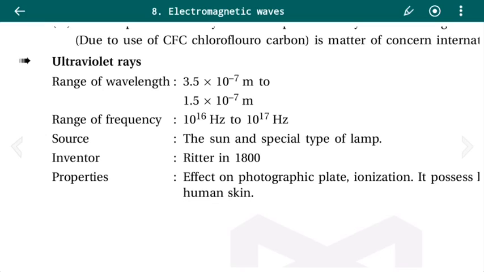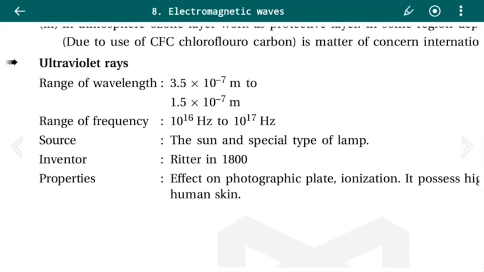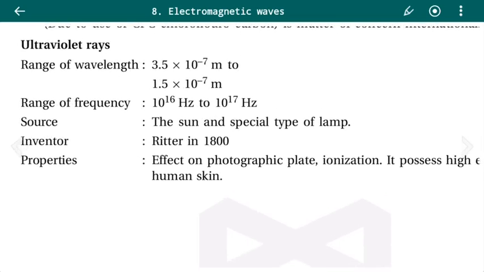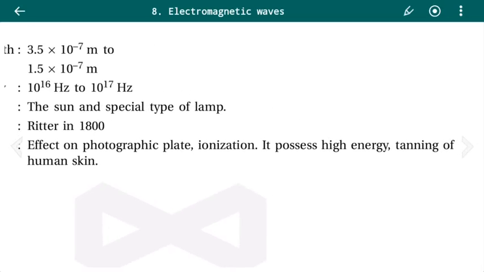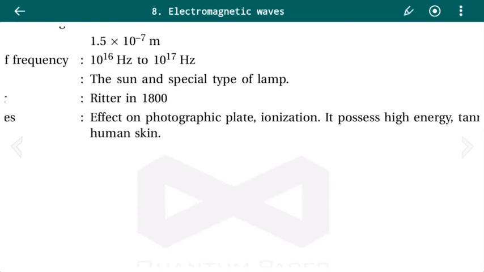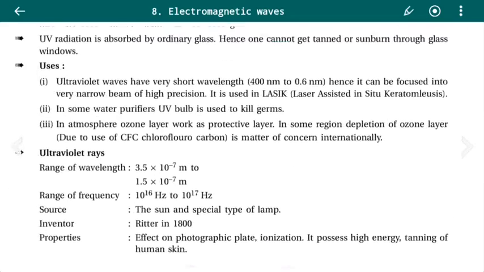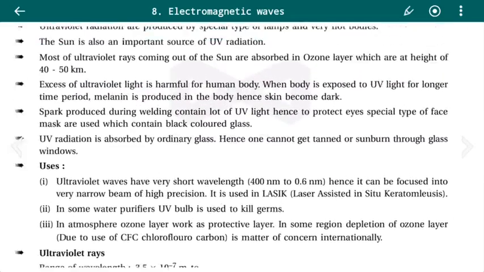Inventor of these ultraviolet rays was Ritter in 1800. The properties of these ultraviolet rays are effect on photographic plate, ionization, and they possess high energy, tanning of human skin. So students, you may note down this theory.